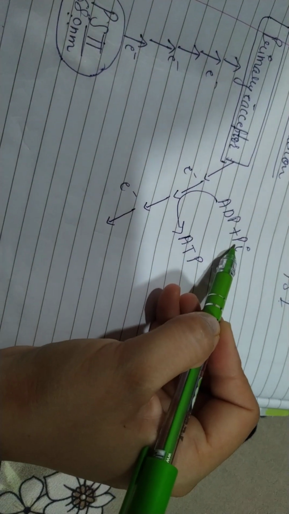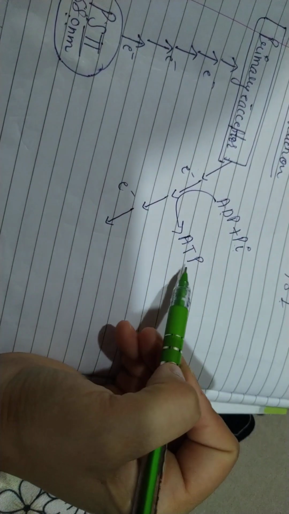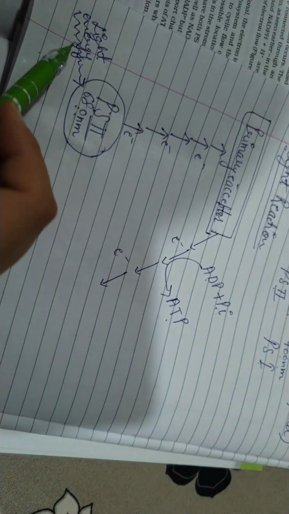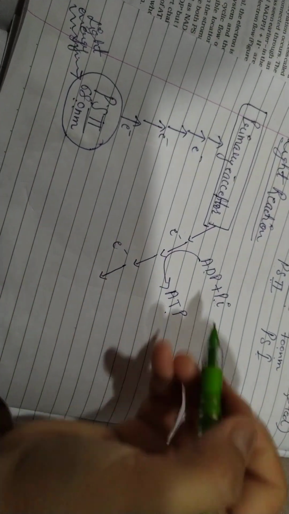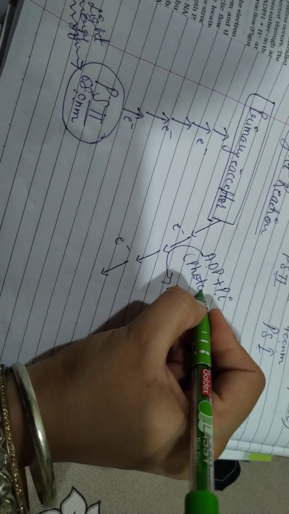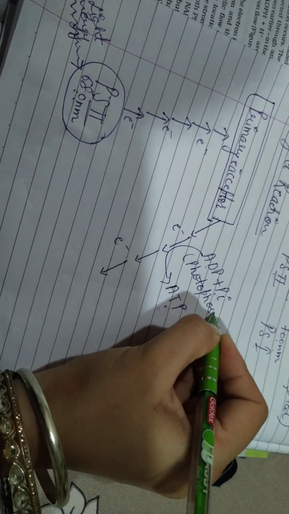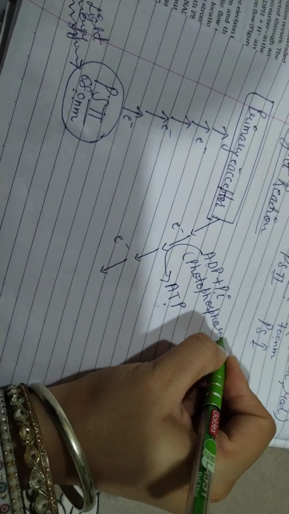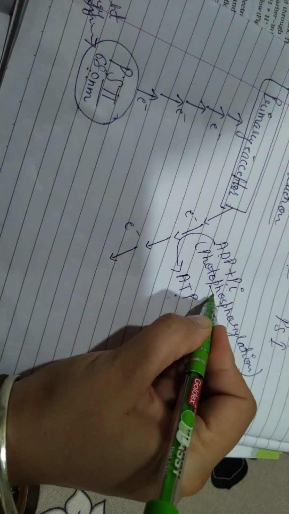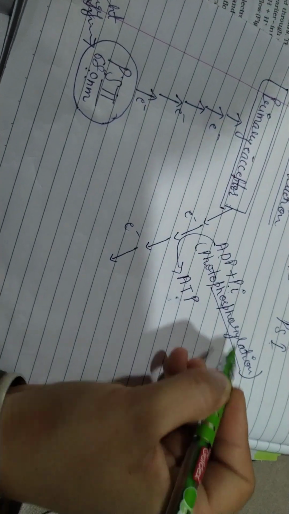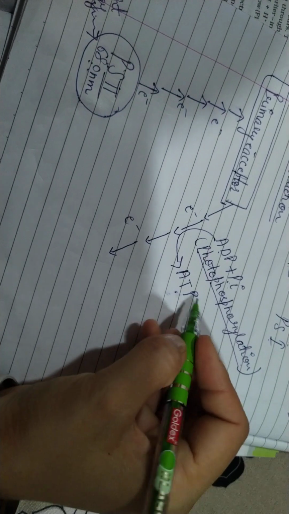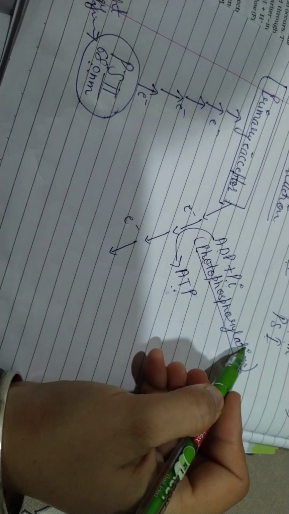Now phosphate is being added to ADP to form ATP, and this phosphate is being added in the presence of light. So this is called photophosphorylation, which means addition of a phosphate group in the presence of light. So your ATP is formed by this process.